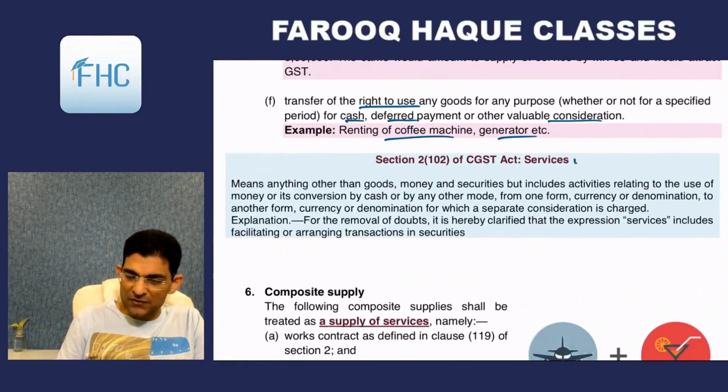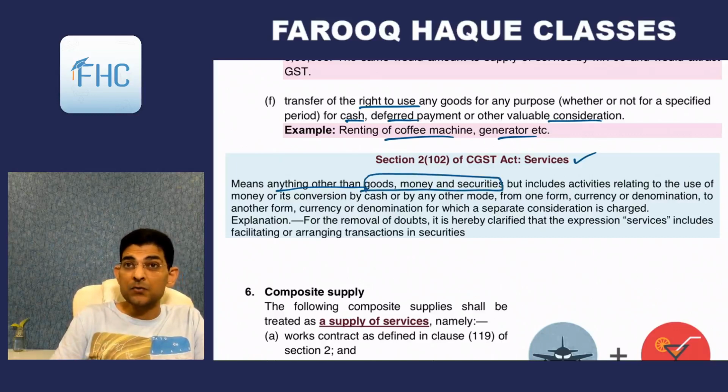And then the definition of services is also given. It means anything other than goods. We had seen this in the definition chapter also, but just read once more. Anything other than goods, money and securities, but including activities relating to use of money or its conversion. We had discussed this, conversion into cash from one currency form denomination to another. That is, foreign exchange conversion is a taxable service.